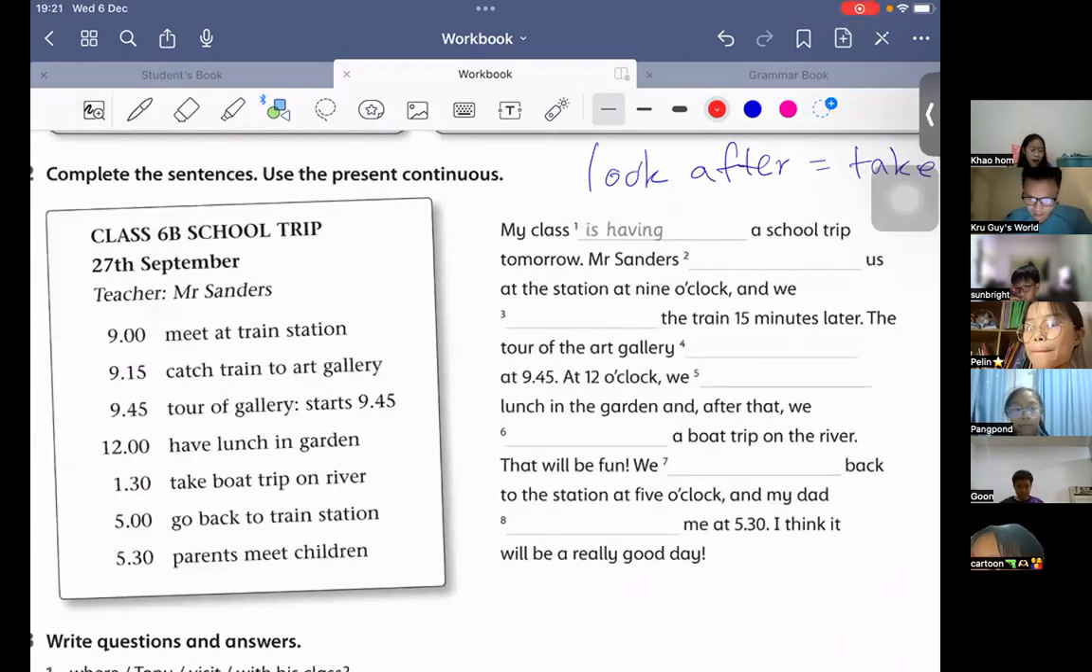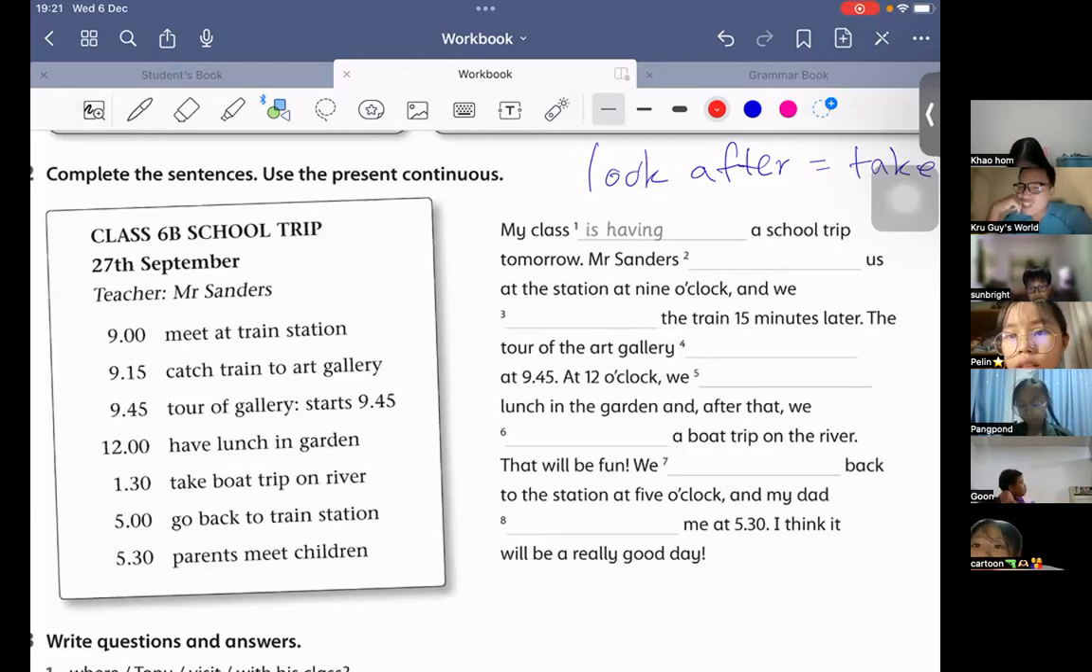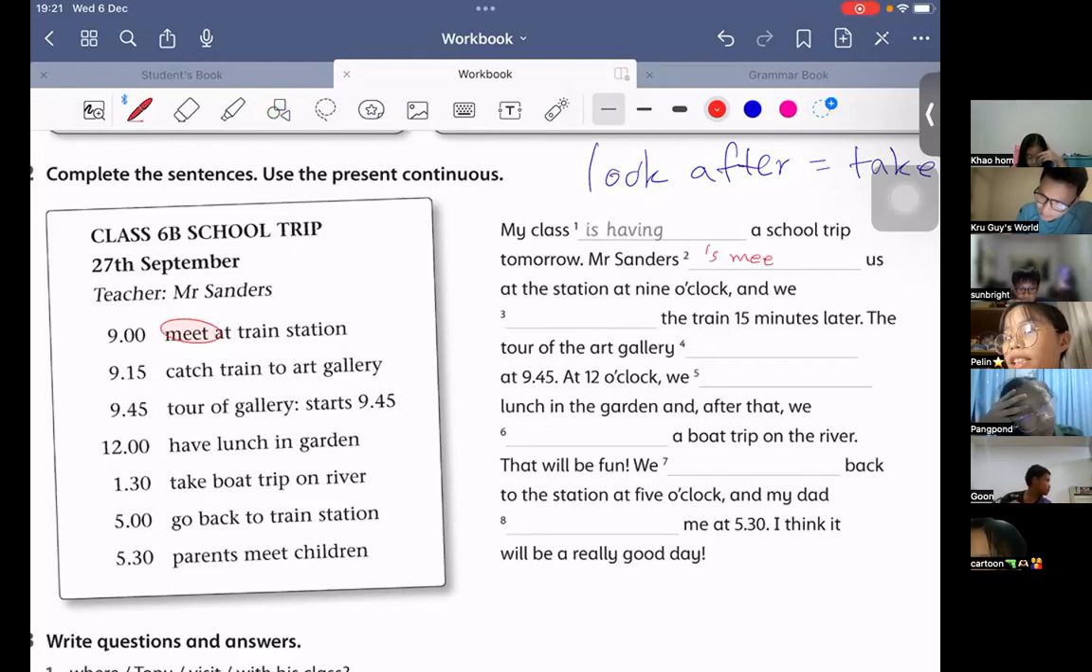Complete the sentence using the present continuous tense. My class is having a school trip tomorrow. Look at number two, Pelin. Mr. Sanders is meeting us at the station at 9 o'clock. So what are they going to do? Yeah, can you read it again? Mr. Sanders is meeting us at the train station at 9 o'clock. Okay, thank you. Look at number three, Sunbright.